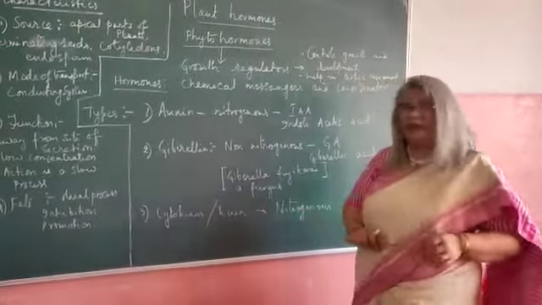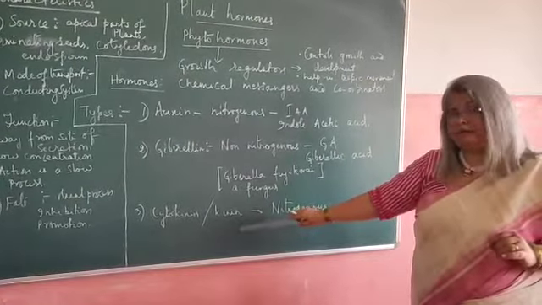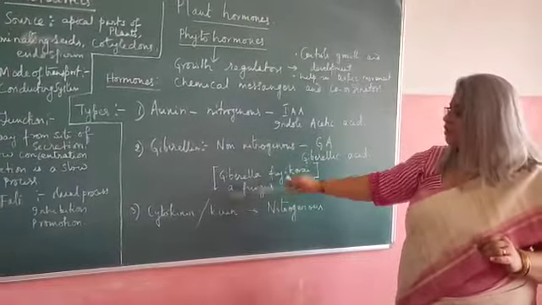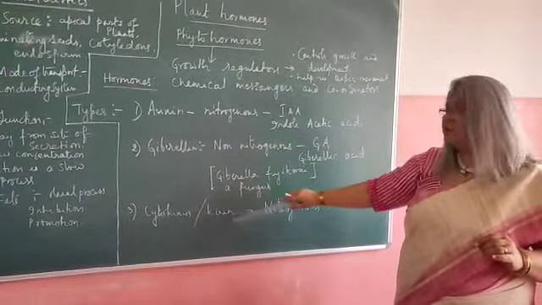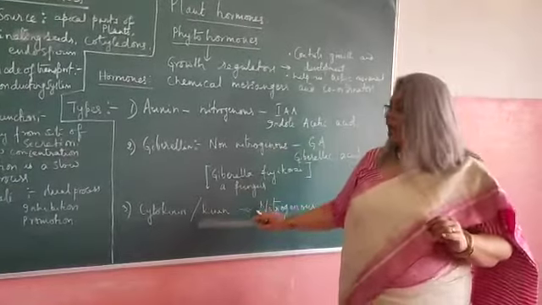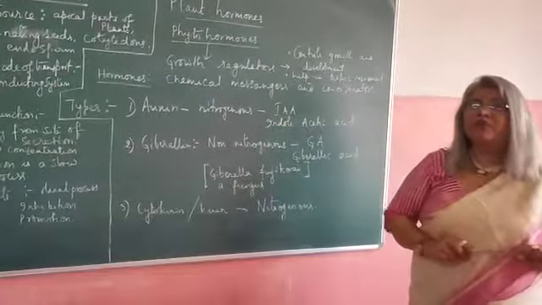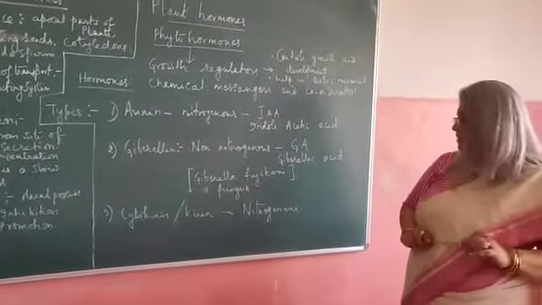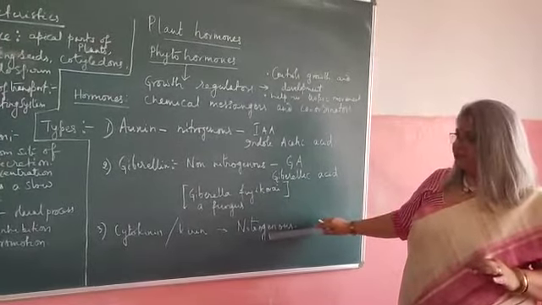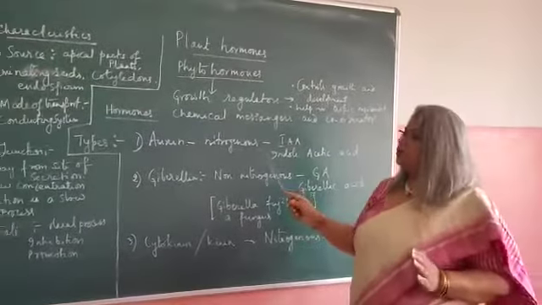And the last one is cytokinin. It is otherwise called kinin. This is the same as auxin. Both of them function similarly to one another, where kinin or cytokinin actually supports auxin in any kind of activity performed by the plants. Kinin is also nitrogenous.